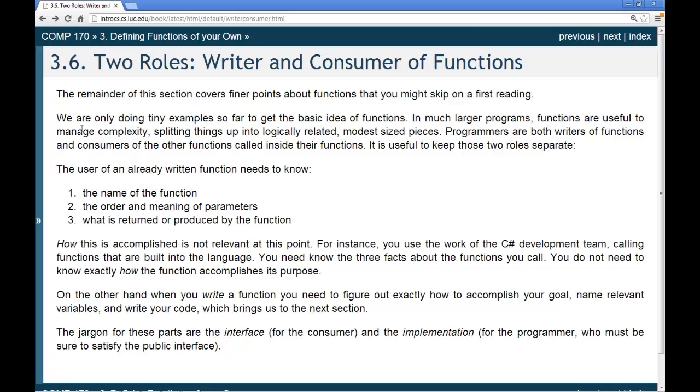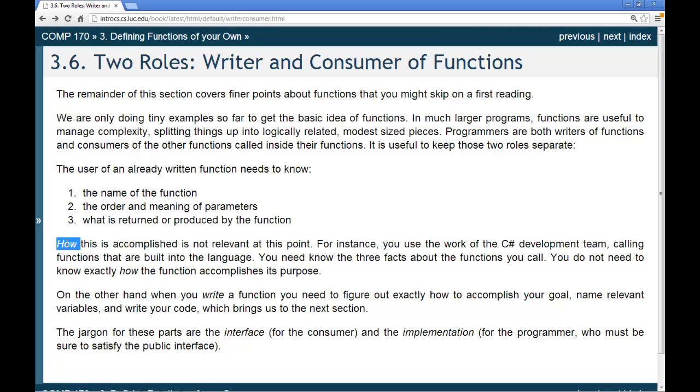It's useful to keep these two roles separate. The user of an already written function needs to, of course, know the name of the function and the rest of its signature, the order and the meaning of its parameters, and what is returned or produced by the function. How this is accomplished is not important to the user.